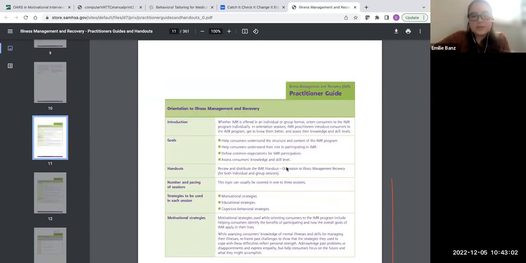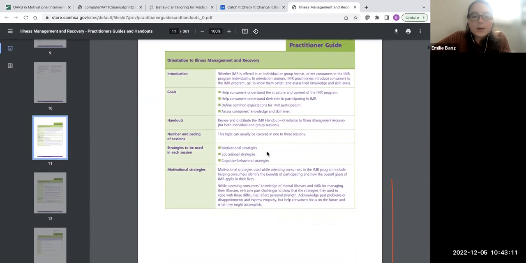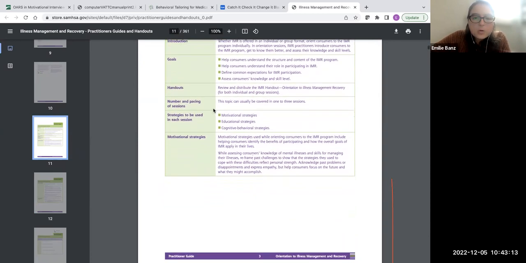Exactly what to do. So it tells you the goals of the session. It indicates the different handouts that you might use. It talks about how many sessions and pacing for this. So for this specific one, recovery strategies, this can be done in 1 to 3 sessions.